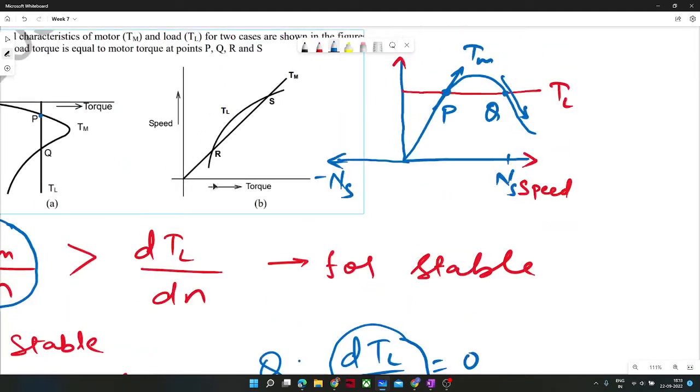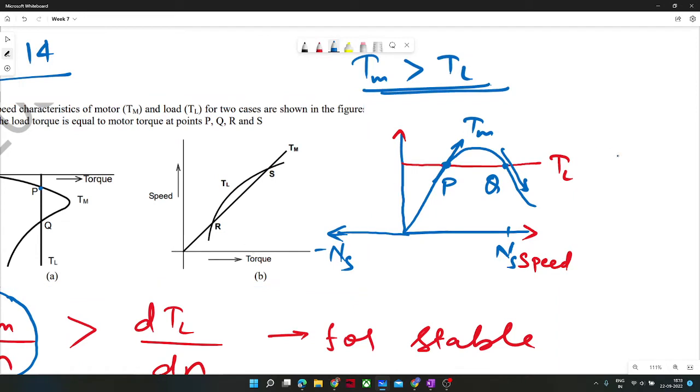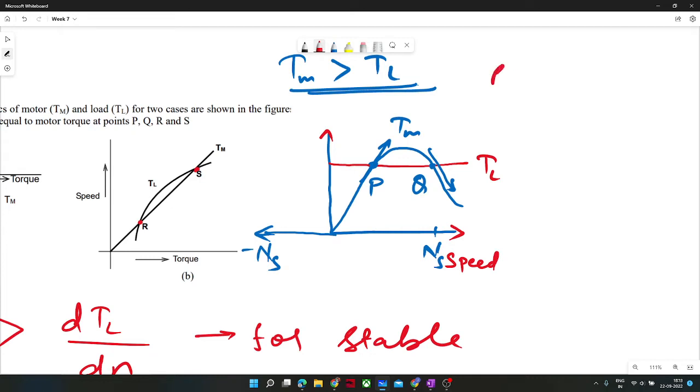Similarly, for this case B, any confusion in this? No, sir. Okay, fine. So let us take these points R and S. At R, the motor torque slope is a straight line. So let us say this angle is theta 1 slope.